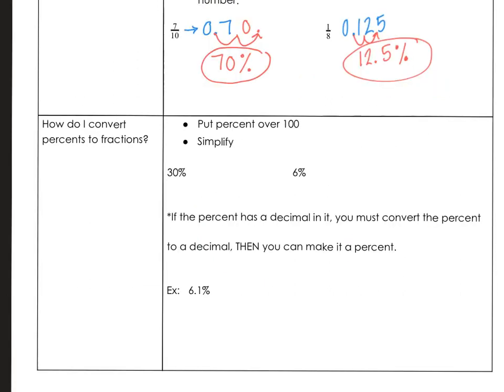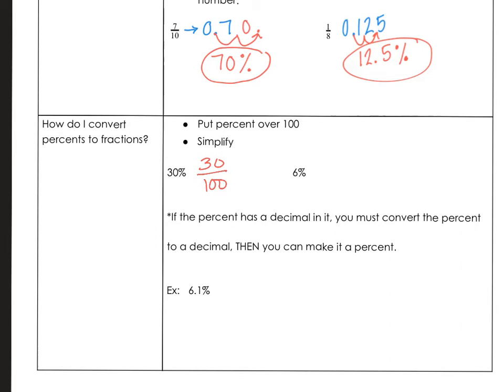Alrighty, so now we're going to do converting percents to fractions. So what you need to do is you're going to get rid of that percent sign, and then you're going to put whatever that number is in the numerator, and you're going to put 100 in the denominator. So in this case, for this first one, I'm going to put 30 in the numerator and then 100 in the denominator.